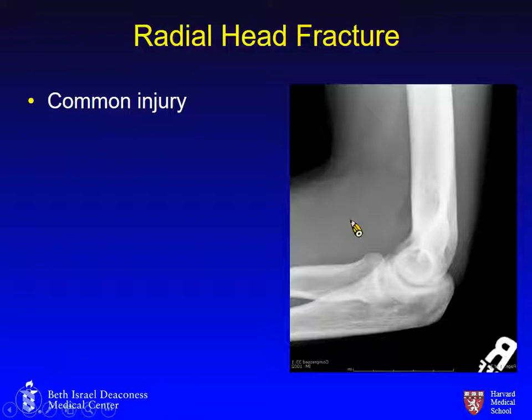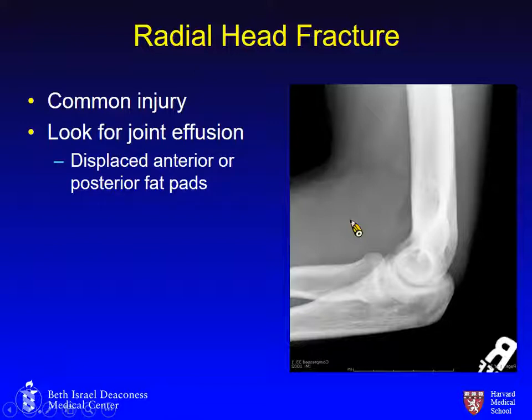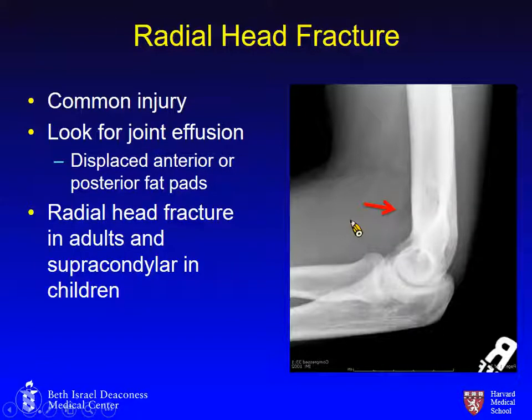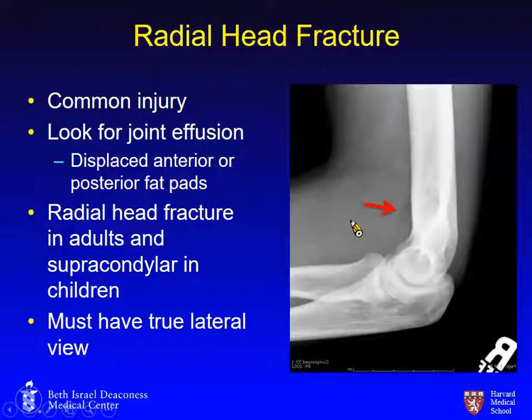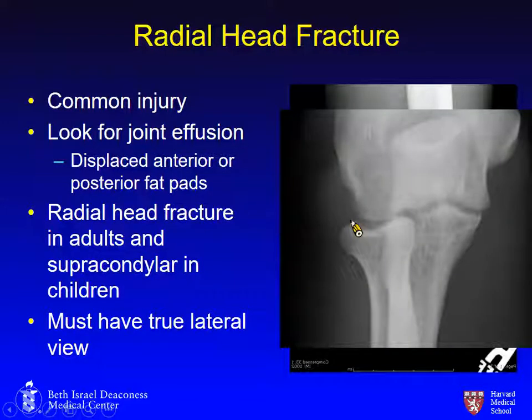Radial head fracture, very, very common injury. We want to look for a joint effusion, and we're going to see displacement of the anterior or posterior fat pads. In adults, typically when you see the effusion, it's going to be a radial head fracture. In kids, it'll be a supracondylar fracture. You must have a true lateral, and that's usually the problem when we don't see the effusion.